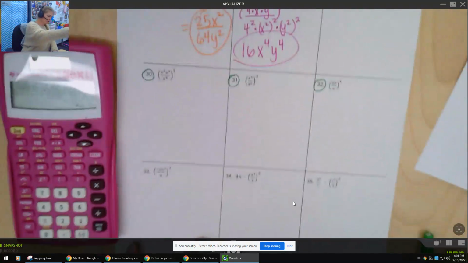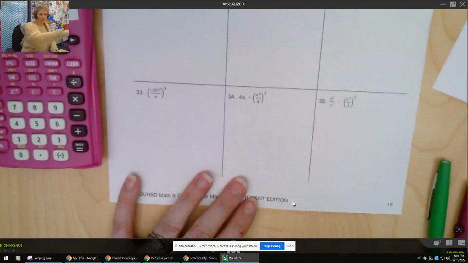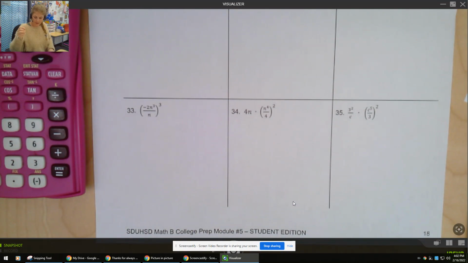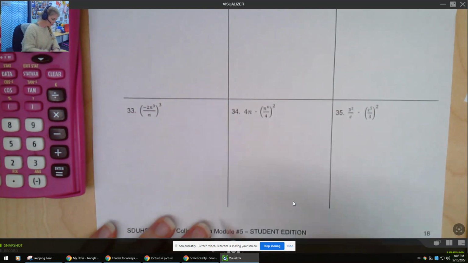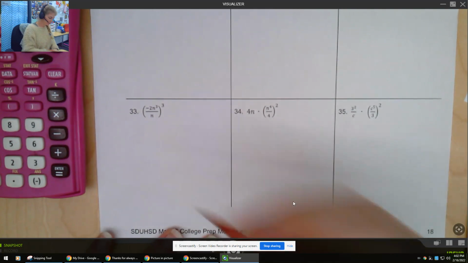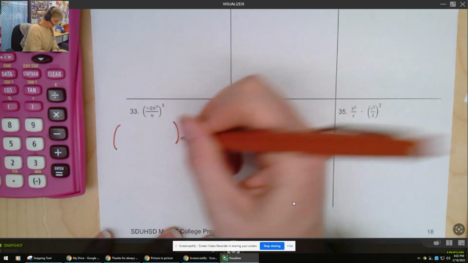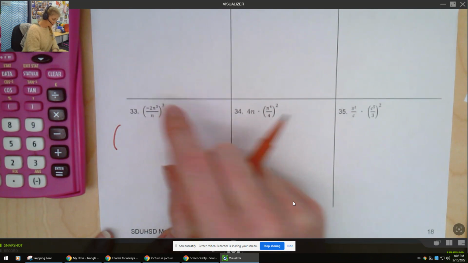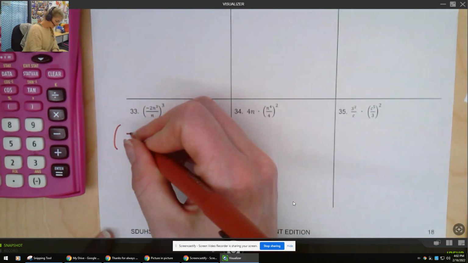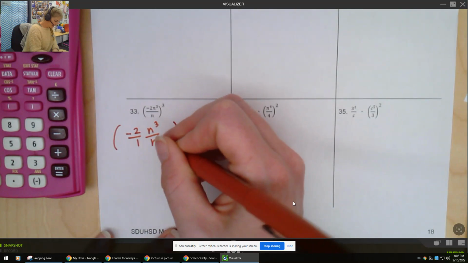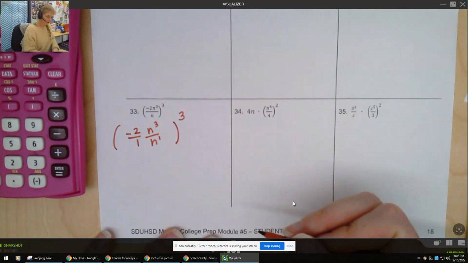Okay, the last row, I'm also going to do with you. So let's take a look at 33, 34, and 35. For 33, we're going to again simplify what's on the inside first. Notice all this negative 2 is being raised to the third power. I'll think about this as negative 2 over 1 and n to the third over n to the first, all to the third power.